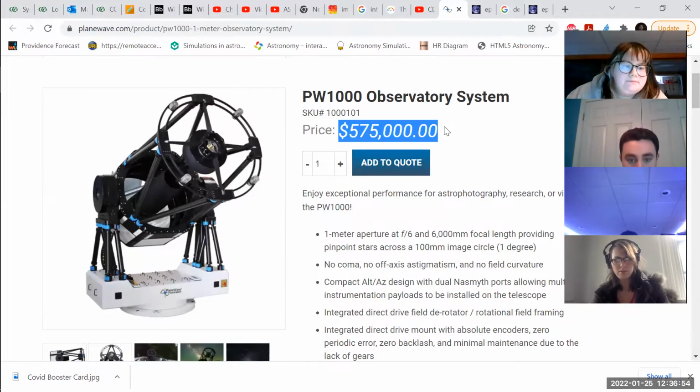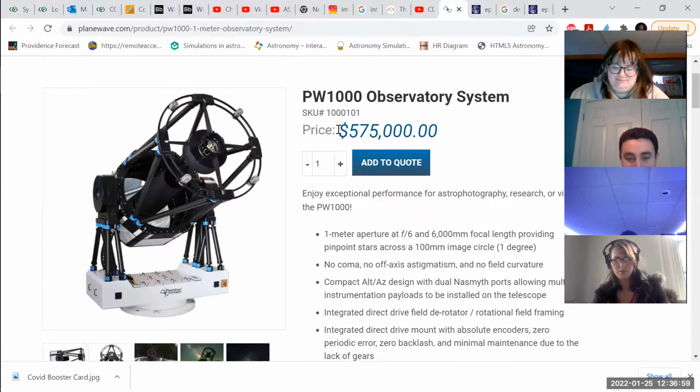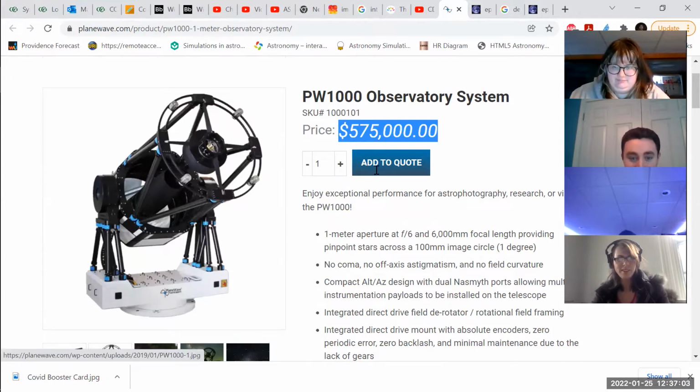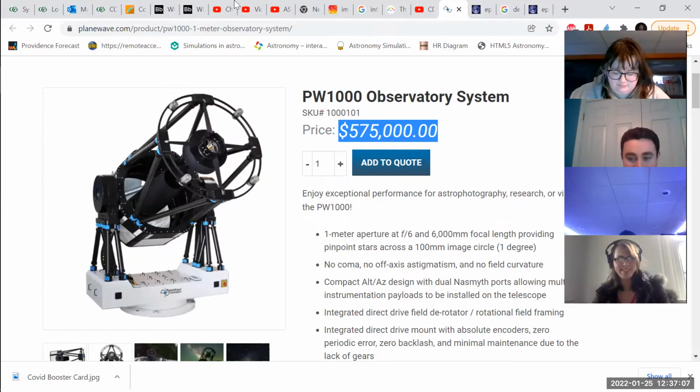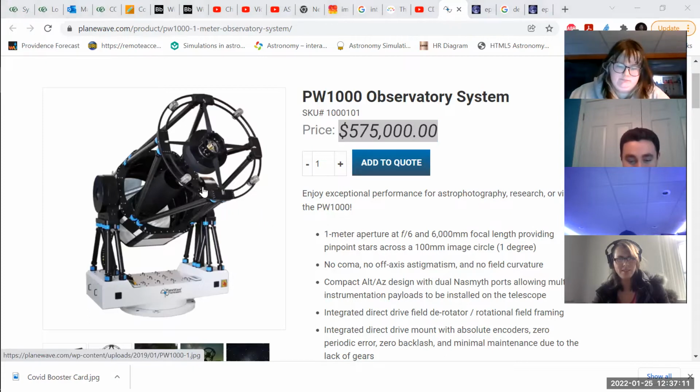Now, it's not too expensive. So if you have any rich aunts or uncles that want to donate to the Margaret Jacoby Observatory, I've got a few ideas in mind, okay? Think about buying this for your professor for a Christmas present. And this is a serious research grade instrument, right? It's got a dual Nasmyth port, so you can attach a CCD camera and a spectrograph.